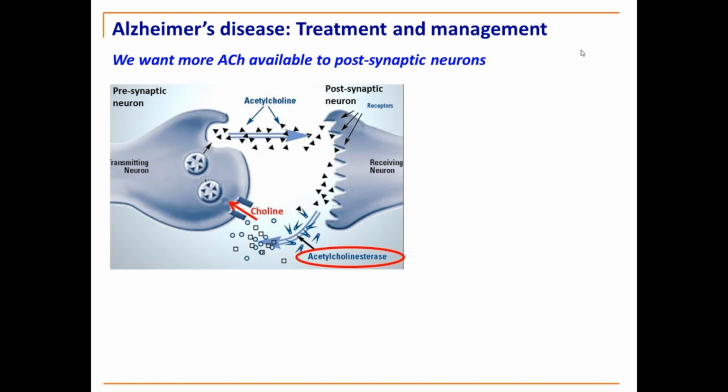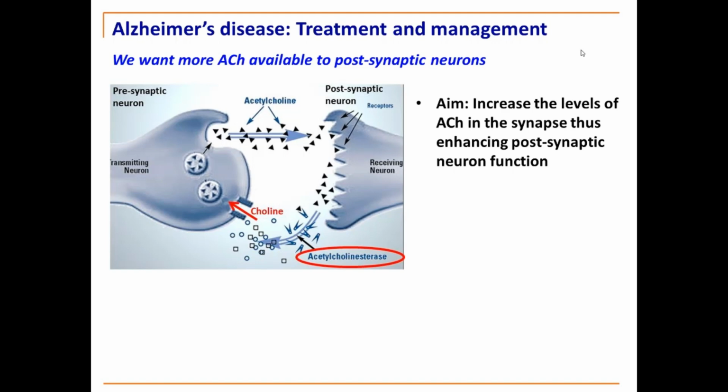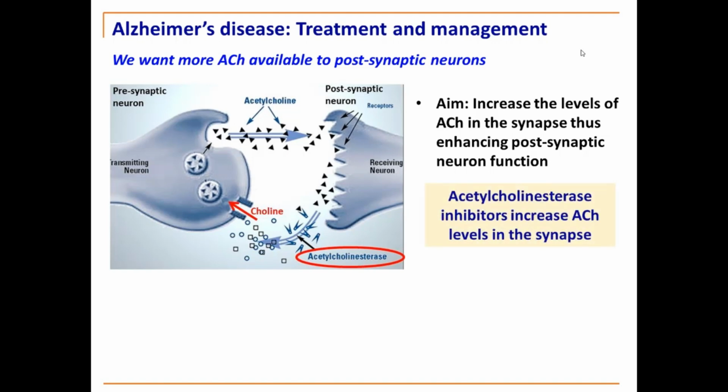So treatment and management, I'm not really going to go through this in any detail at all, but I think one of the key principles to understand is if there's an acetylcholine loss, then we want to have more acetylcholine available to our postsynaptic neurons. And so therefore the aim is to increase the levels of acetylcholine in the synapse and thus enhance postsynaptic neuron function. And acetylcholinesterase inhibitors increase acetylcholine levels in the synapse. So that's a theoretical way to try and preserve some neuronal function, I guess, postsynaptic neuronal function.